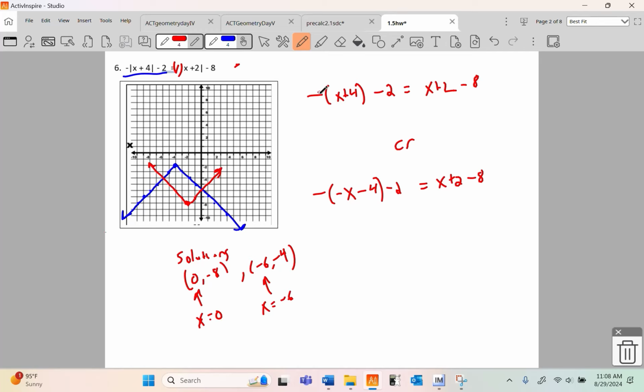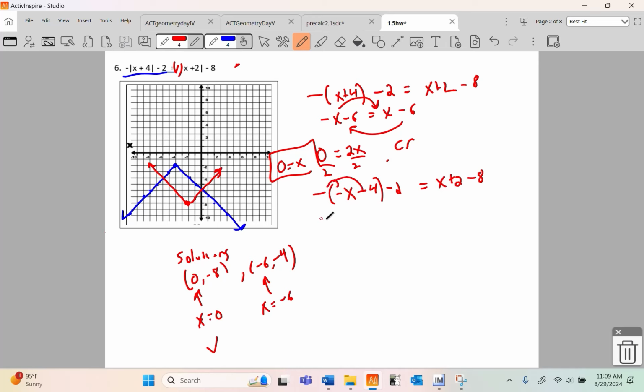If we distribute the negative, we'd have negative x minus 4 minus 2, negative x minus 6. Combining like terms on the other side is x minus 6. Now I'm going to shift my x's right and my numbers left. That's going to get me 0 equals what? 2x? Divide by 2, and x is still 0. So that one checked out algebraically.